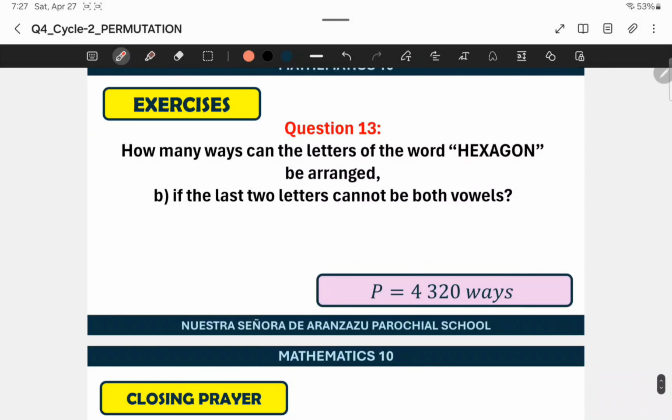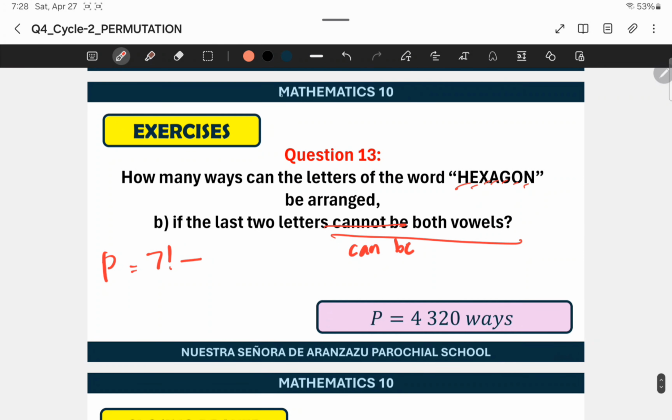Next, how many ways can the letters of the word hexagon be arranged if the last two letters cannot be both vowels? So, dito ma-apply natin yung case kanina na merong cannot be together. So, una, kunin mo muna yung arrangement na walang restriction. So, ilang letter ba meron kay hexagon? 1, 2, 3, 4, 5, 6, 7. So, that is 7 factorial. Then, isubtract mo siya nang papalitan mo yung cannot be ng can be vowels. So, ibig sabihin, yung last two letters can be vowels.